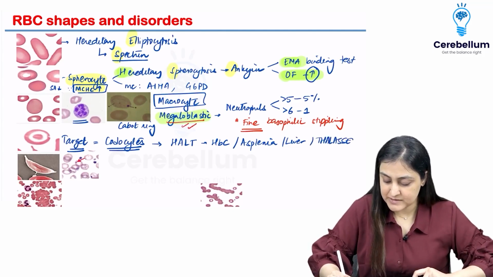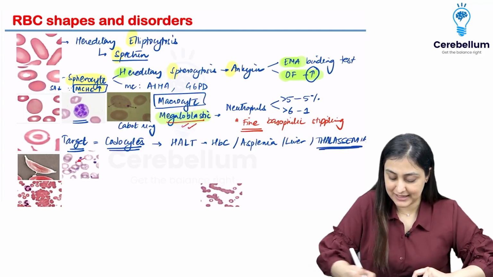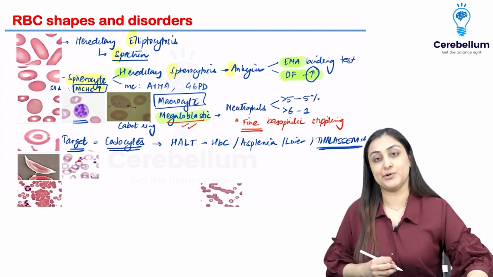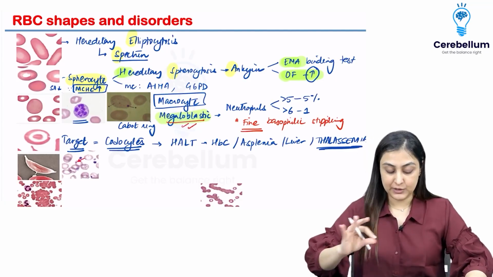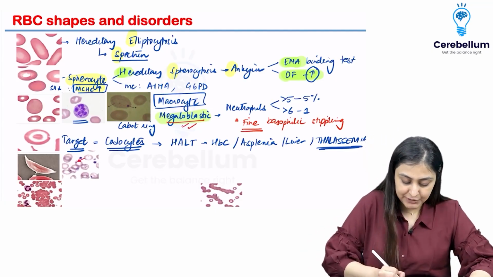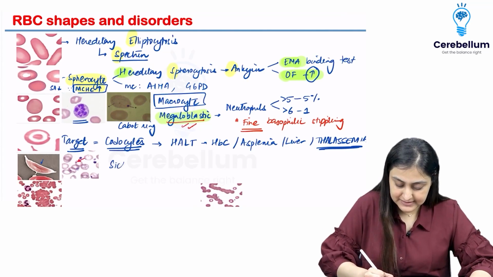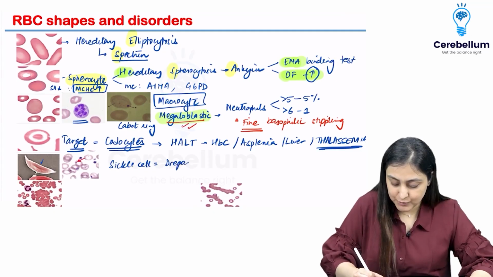Alright, so thalassemia is the most important cause. T for thalassemia, T for target, and you remember HALT as our story. Okay, so this is a target cell. Then what you have are very easy, sickle cells, right? So these are your sickle cells, also known as drepanocytes.